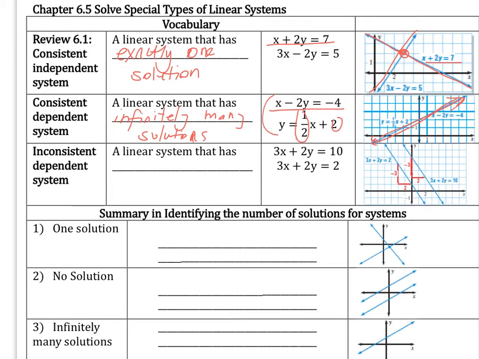And for an inconsistent system, it's a linear system that has no solutions. In this case, the slopes are the same. So the slope for both of these equations is negative 3 over 2.